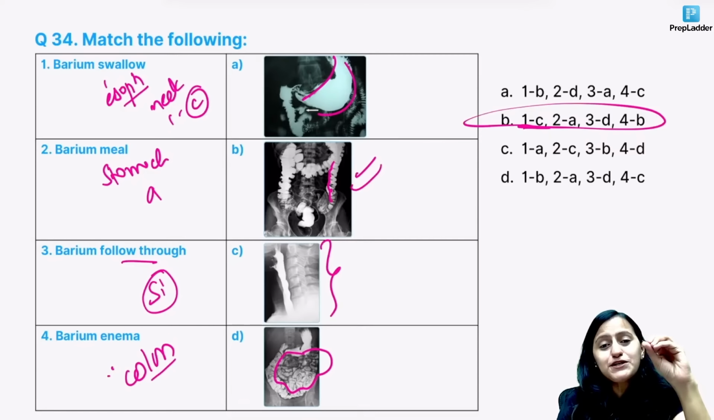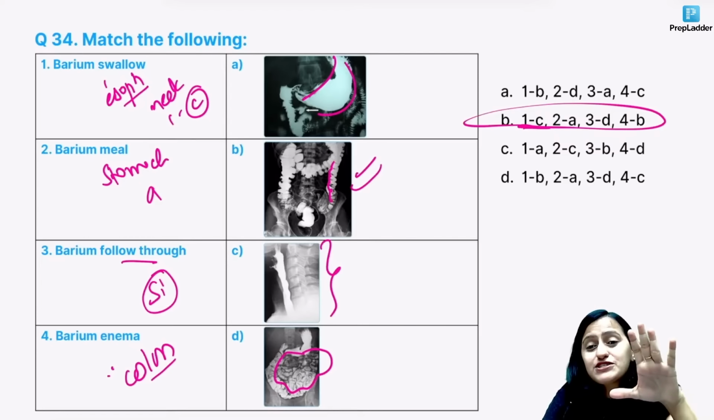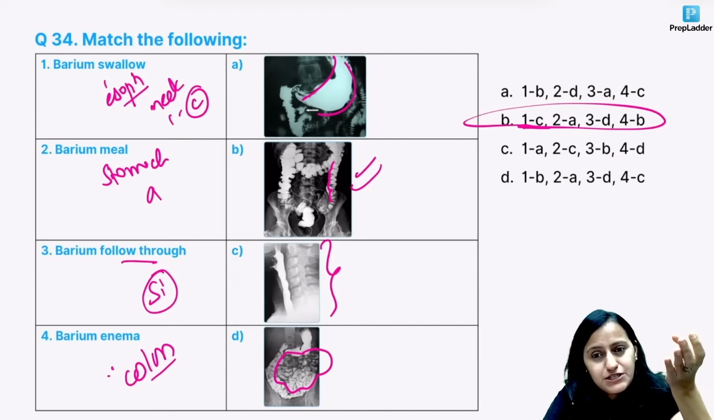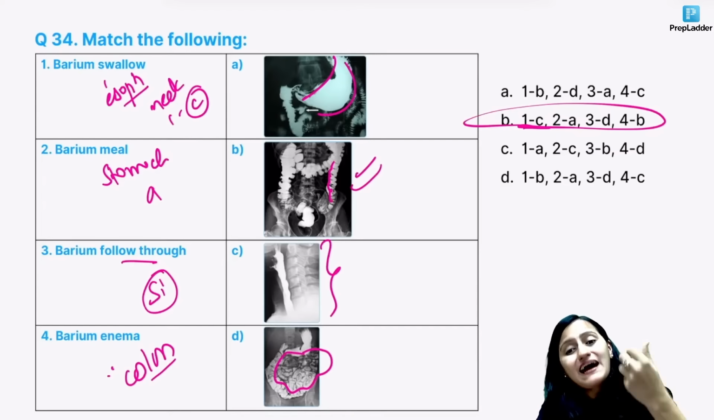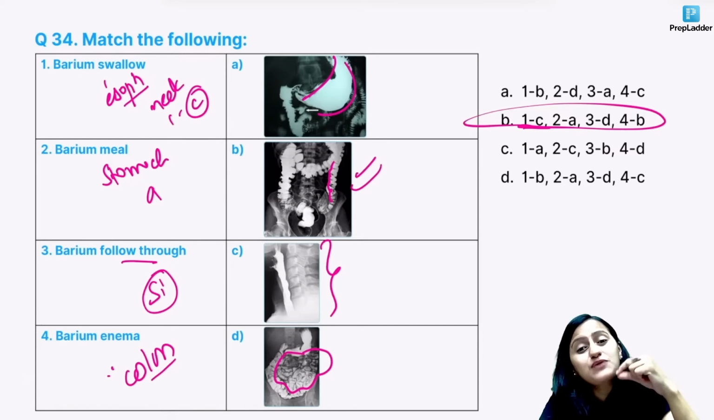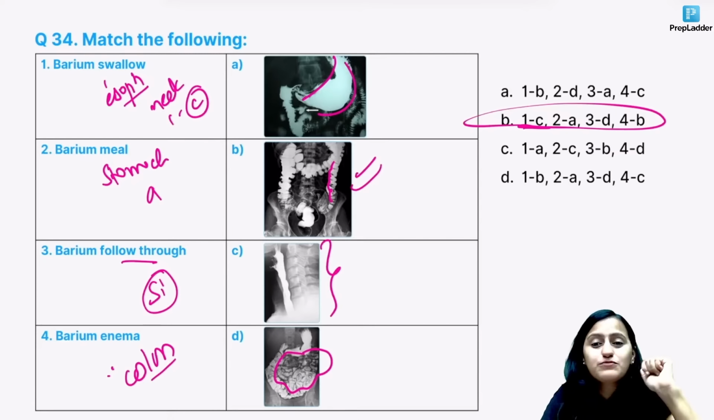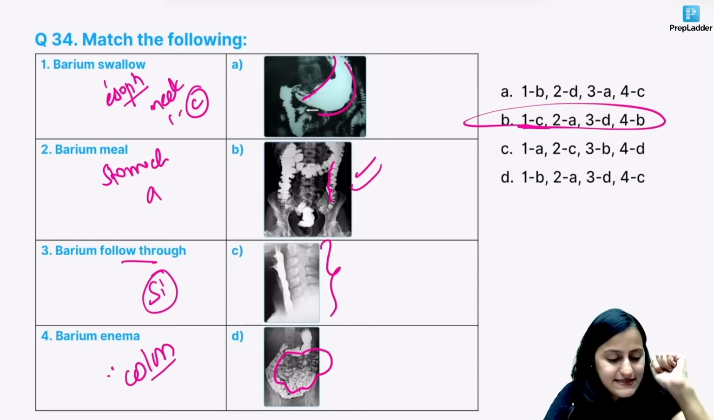MCQ, getting good ranks, good scores in competitive exams like your NEET PG, INICET, FMG. It's not just about who has better knowledge. It's also about who can apply that knowledge better, who's smarter, to use all these smart tricks to answer the questions fast. Speed and accuracy, you have to work on both of these when you want to crack these exams.